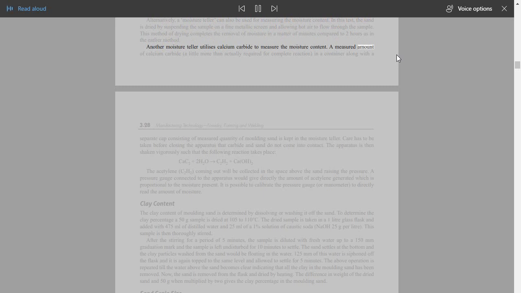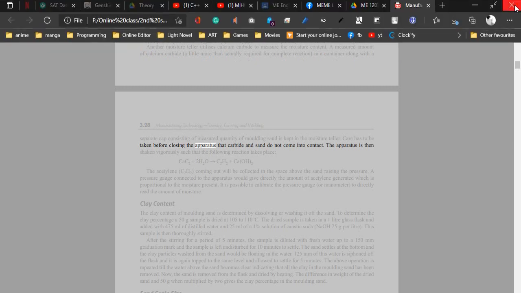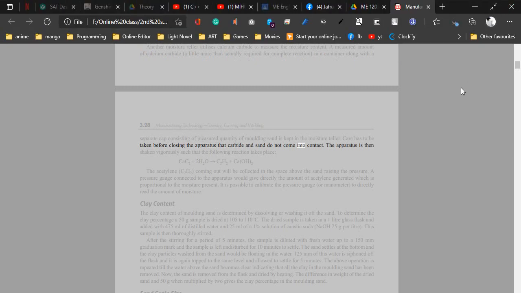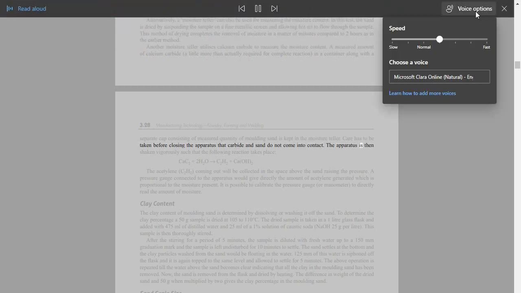A measured amount of calcium carbide, a little more than actually required for complete reaction, is placed in a container. A separate cap consisting of a measured quantity of molding sand is kept in the moisture teller. Care has to be taken before closing the apparatus that carbide and sand do not come into contact. The apparatus is then shaken vigorously such that the following reaction takes place.